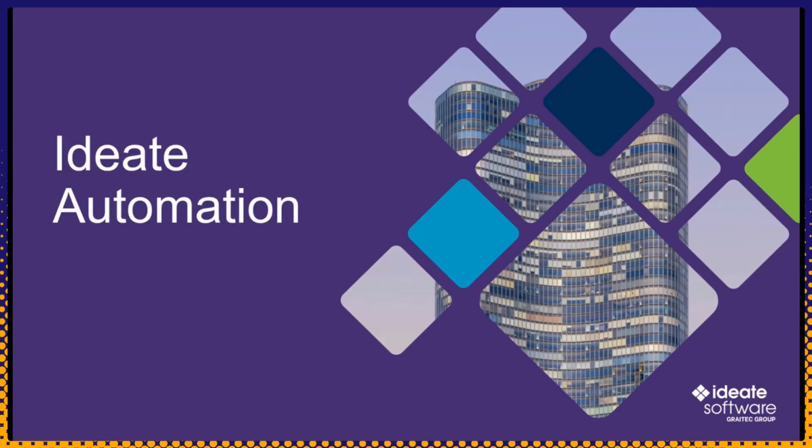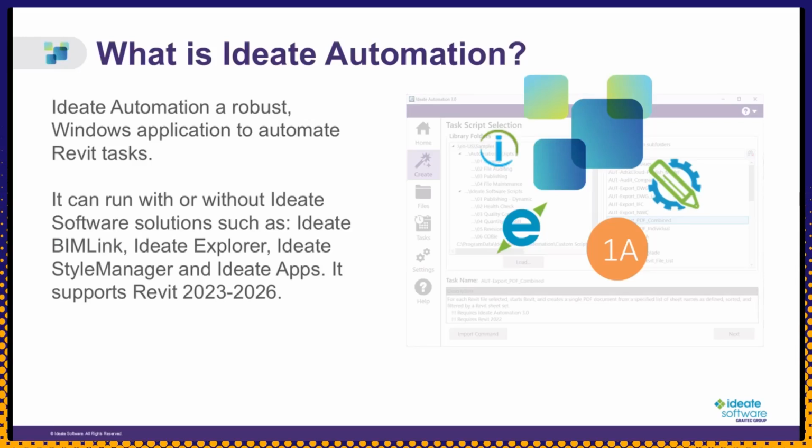Now, let's cover what's new in Ideate Automation version 3.4. Ideate Automation is a Windows application that automates Revit repetitive tasks. It is compatible with Revit 2023 to 2026 and can utilize the Ideate software solutions like we discussed earlier, such as Ideate BIM, Ideate Explorer, Ideate Style Manager, and Ideate Apps. It is designed to run with minimal input and delivers accurate and predictable results.